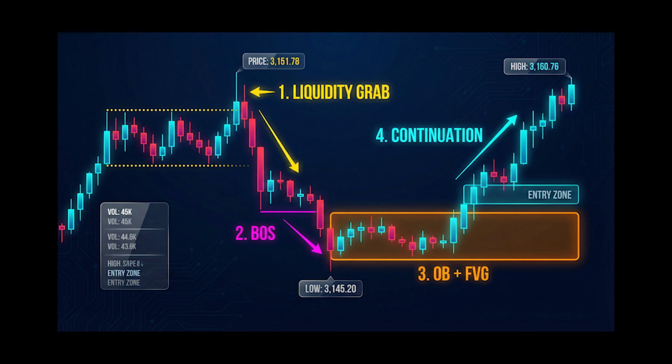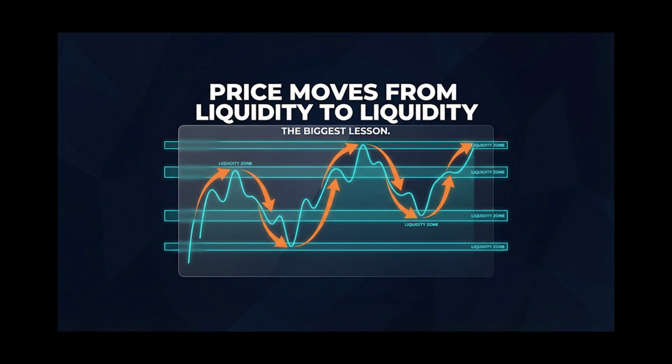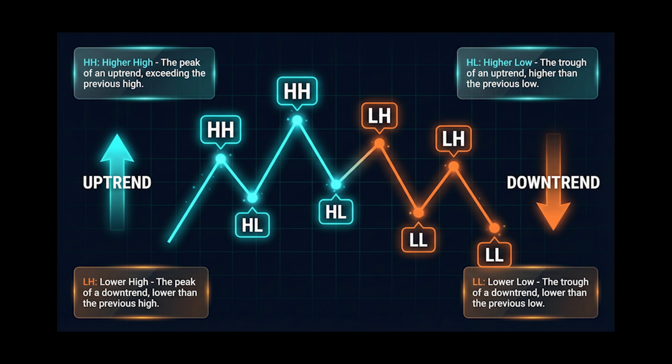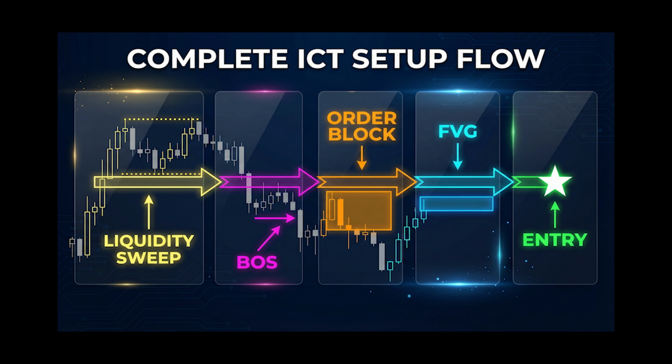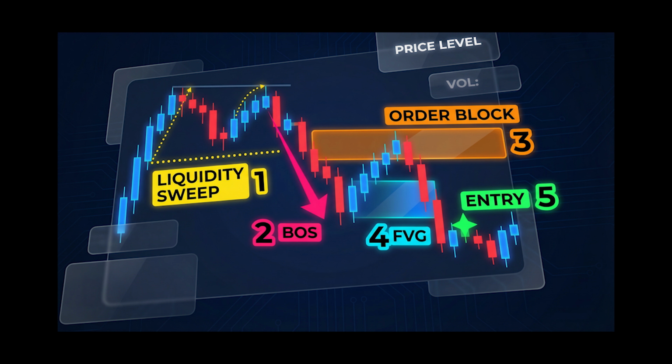The biggest lesson in ICT trading is simple. The market isn't random. It moves from liquidity to liquidity. And once you understand where institutions need to move price, trading becomes much clearer. Stop chasing the market. Start understanding how smart money actually trades. Because once you see liquidity, order blocks, and fair value gaps, you'll never look at a chart the same way again.